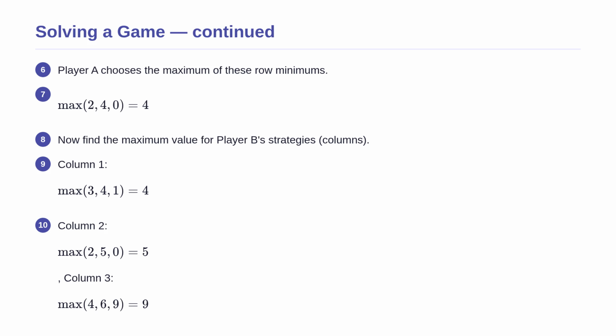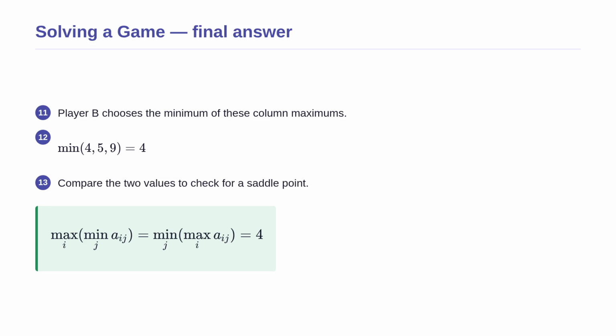We look at the maximum possible losses in each column. For column 1, the worst case scenario is 4. For column 2, the maximum value is 5. And for column 3, the highest number is 9, which is a terrible outcome for player B. With all worst-case scenarios identified, we can now find the final solution.